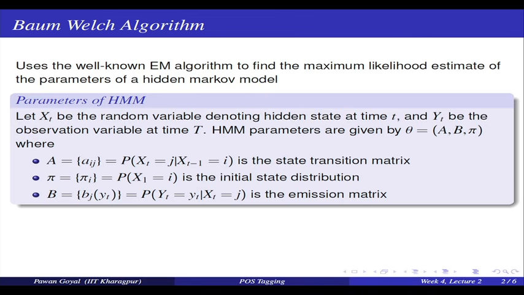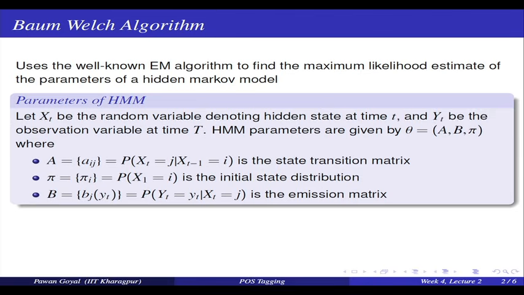So in the HMM model, we have a hidden state at every time point and an observation variable. Here I am using capital X_T to denote the random variable that is the hidden state, and capital Y_T to denote the observation variable. Both X_T and Y_T can take many different values. For our part of speech tag case, each X_T can take one of the part of speech tags, and each Y_T can take one of the possible words.